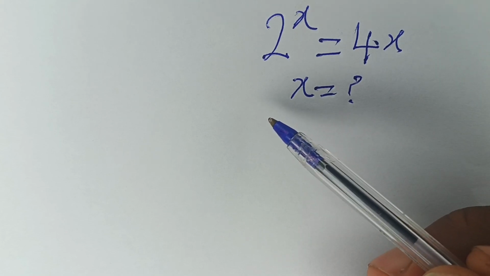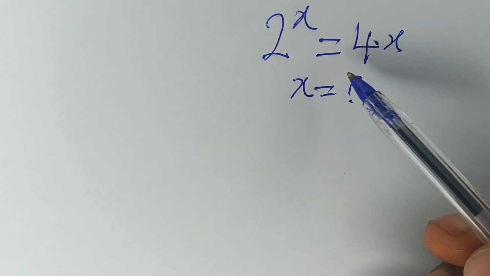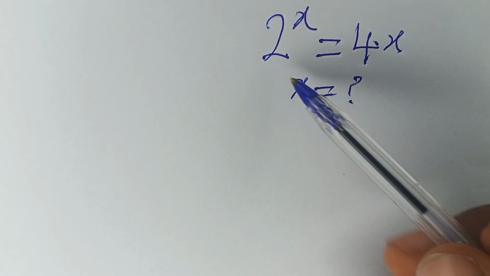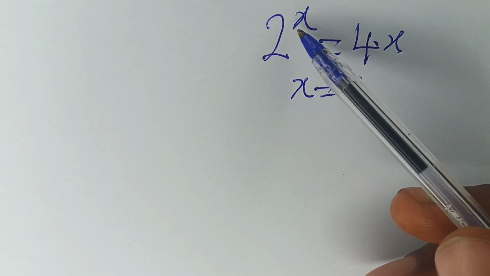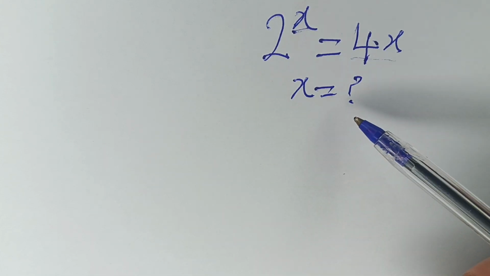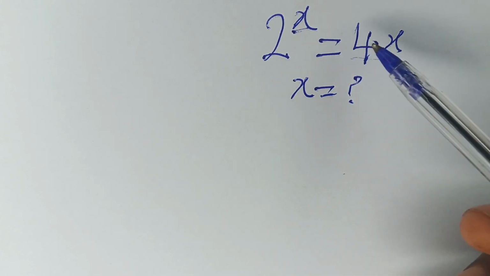Let's solve this question together. It says 2 raised to the power of x is equal to 4x. Let's find the value of x. Now, when you see this question, a lot of people get confused because there is x as an exponent and there is x in the normal equation. So how do we solve for x?